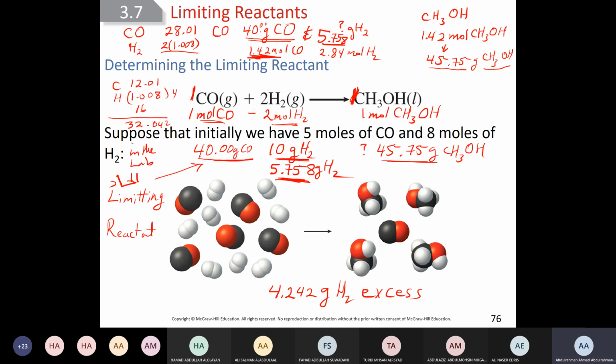Doctor, so the limiting reactant is the substance that fully reacts. Exactly. Finish. Fully react means finish. It will finish first.